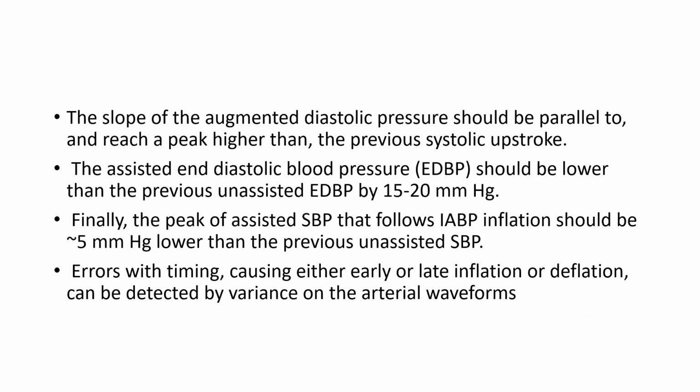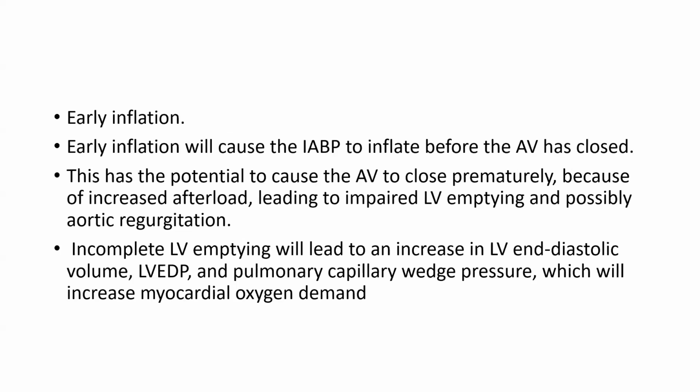The slope of the augmented diastolic pressure should be parallel to and reach peaks higher than the previous systolic upstroke. Assisted end diastolic blood pressure should be lower than the previous unassisted end diastolic blood pressure by 15 to 20 mmHg. Finally, the peak of assisted SPP that follows IABP inflation should be 5 mmHg lower than the previous unassisted SPP. Errors with the timing, causing either early or late inflation or deflation, can be detected by variance on the arterial waveform.